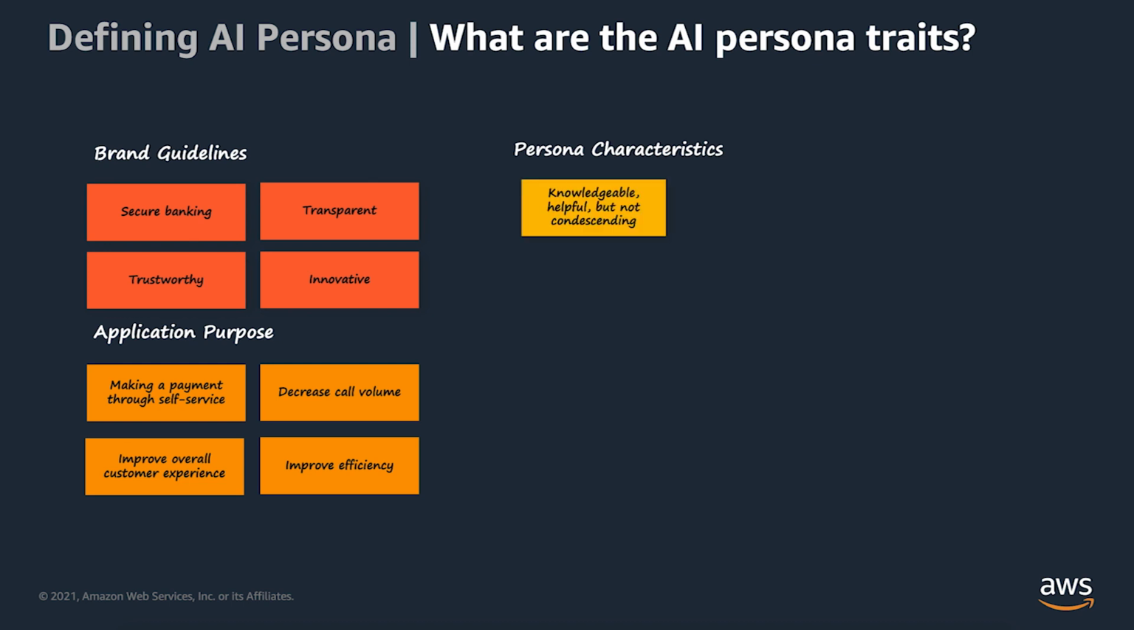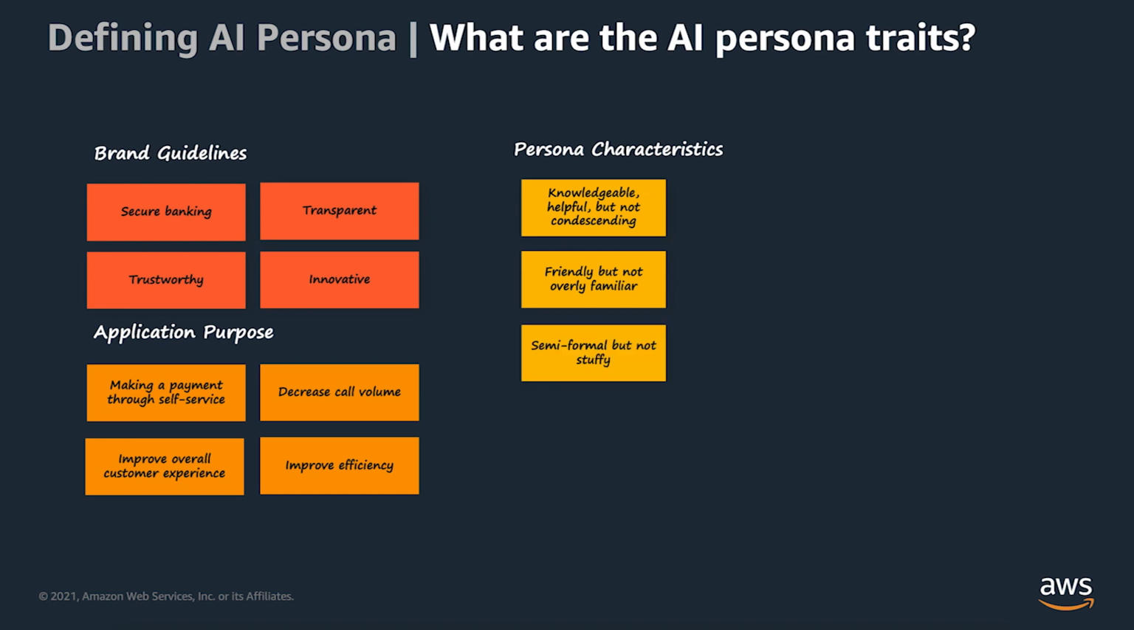We'd like it to be friendly, but maybe not overly familiar. And we'd like it to be not formal, maybe semi-formal, but we definitely don't want it to sound stuffy. That makes a lot of sense. Using these sort of characteristics and brand guidelines will inform how we end up writing the prompts of what the bot will say, and it may actually drive the conversation as well.